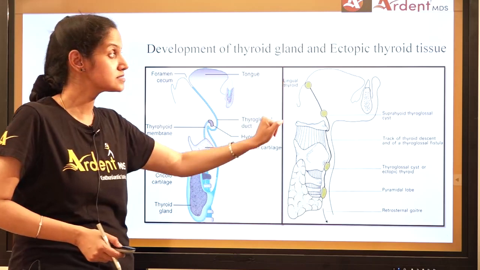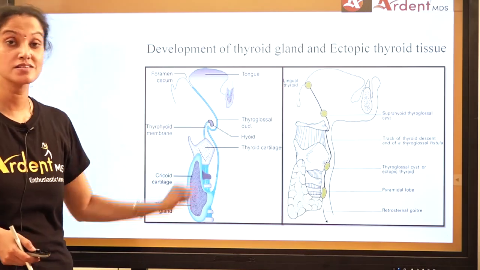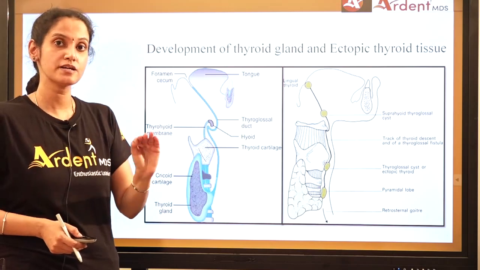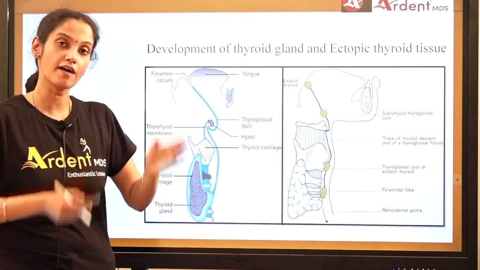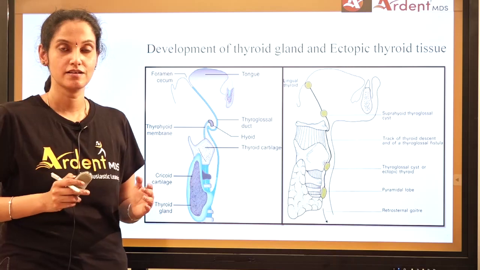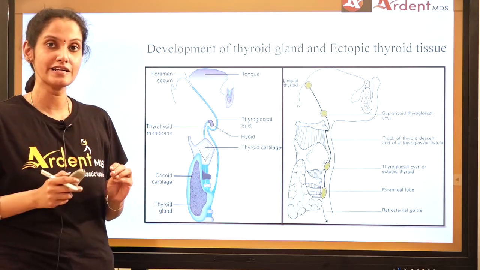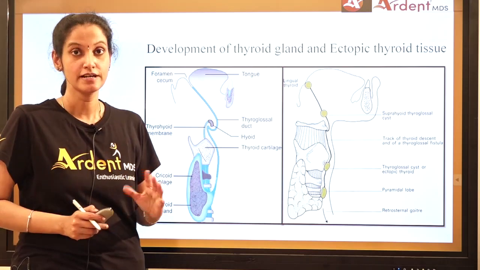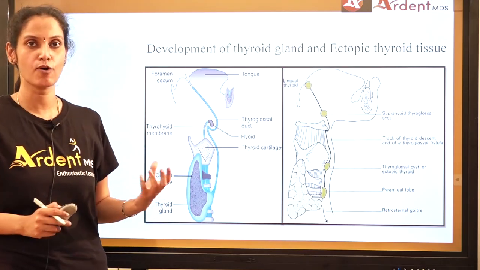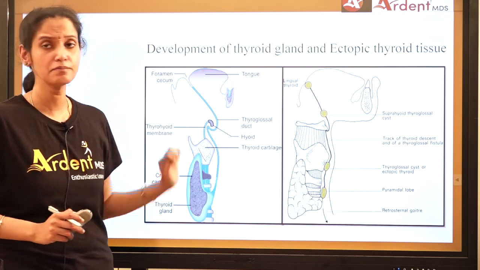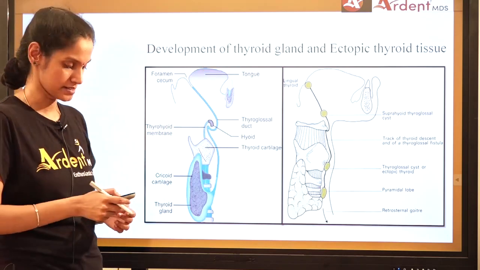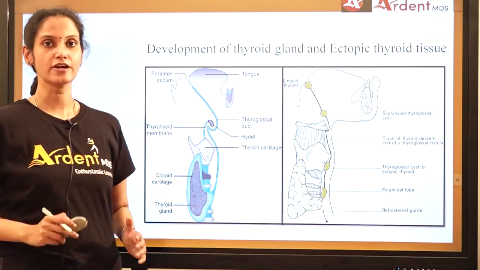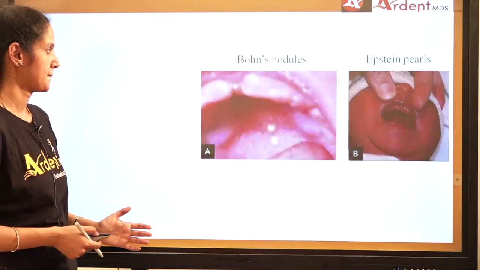But how does the thyroglossal cyst form? Ideally speaking, this thyroglossal duct after development should degenerate. But when it does not completely degenerate, when the remnants stay behind and because of some trigger, these remnants initiate cyst formation, they end up as a thyroglossal duct cyst. So now you know the pathogenesis of ectopic thyroid tissue and a thyroglossal duct cyst.